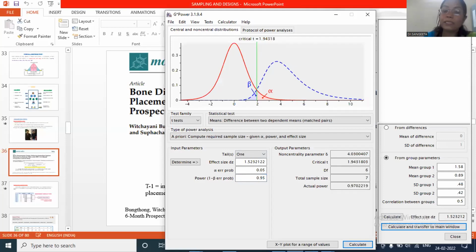Look at it. The sample size has increased. Now what I am going to do is play a little with the effect size. The effect here is relatively higher, 1.58 and 0.89. What if it is not 0.89, but just 1.39? I am reducing the effect size, reducing the difference between baseline and post 6 months. I'm just reducing that.